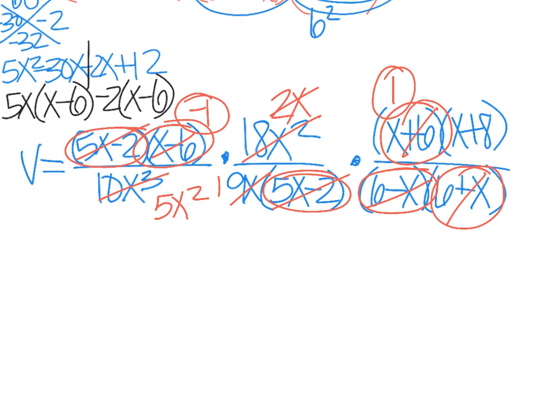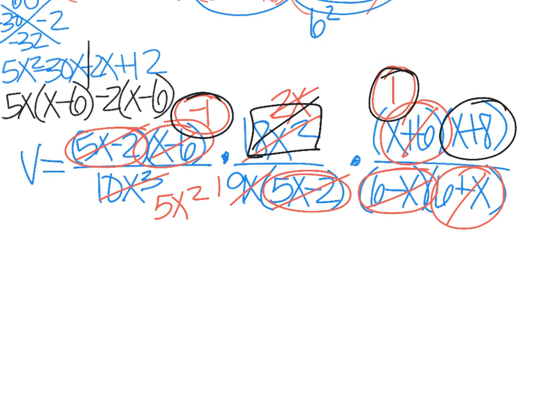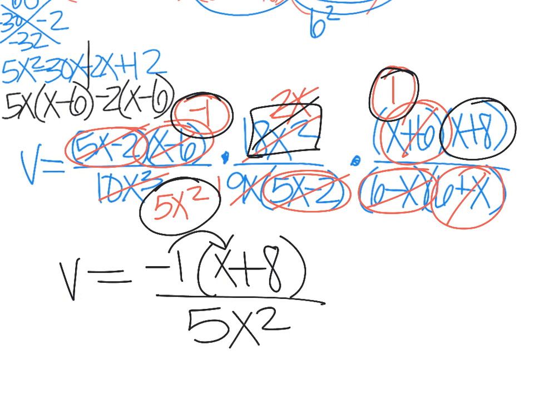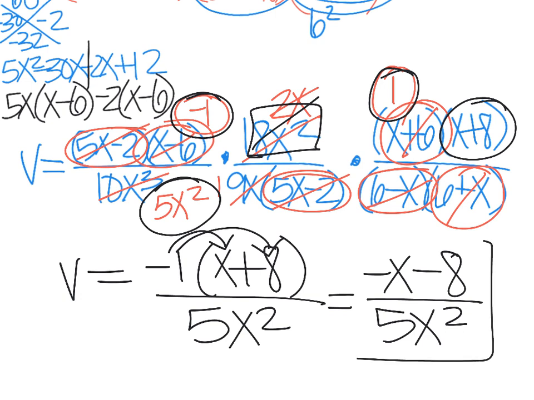Now what's left? We've got negative 1. We've got nothing there. We've got positive 1, and we've got x plus 8. On the bottom, we've got 5x squared, and that's it. So rewrite our volume as negative 1 times x plus 8, and times 1, but we don't have to write that, over 5x squared. Distribute the negative 1 to both of these terms, and you're left with negative x minus 8 over 5x squared. And that's your final answer.